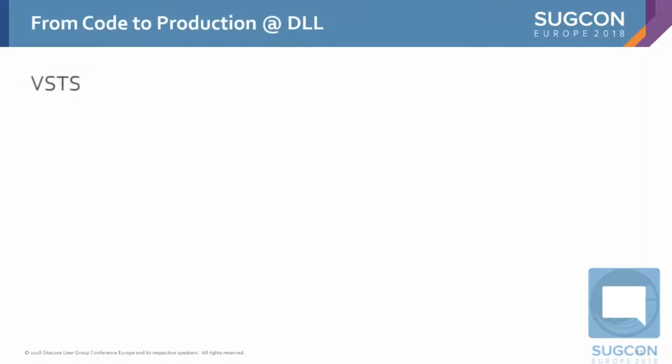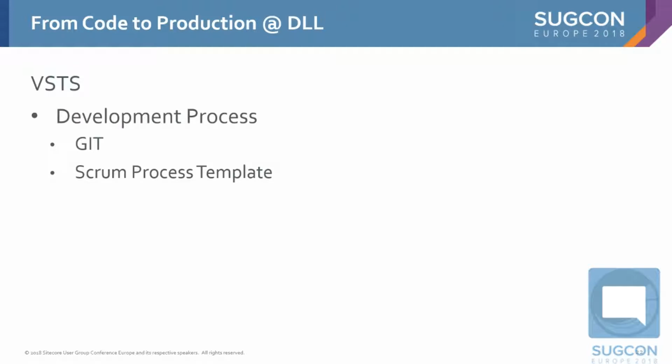So how do we go from code down to production at DLL? VSTS is the first thing that we use, and we have our development process in VSTS, which uses Git. We use the Scrum process template, and we have SonarQube there, which you might say, well, what is that doing in the development process? This is basically our quality control during the development process.